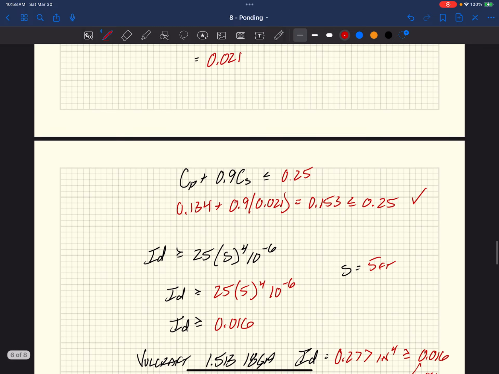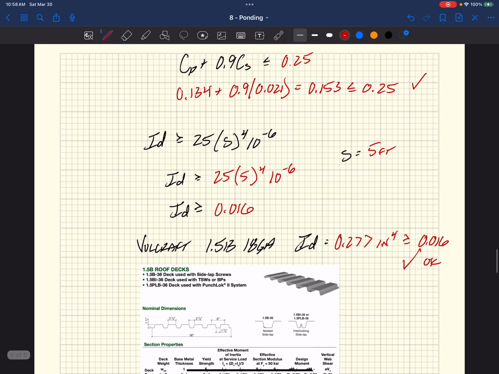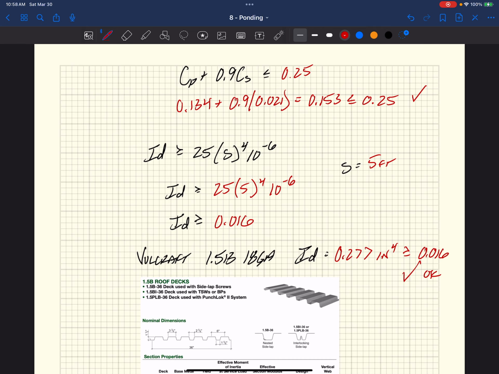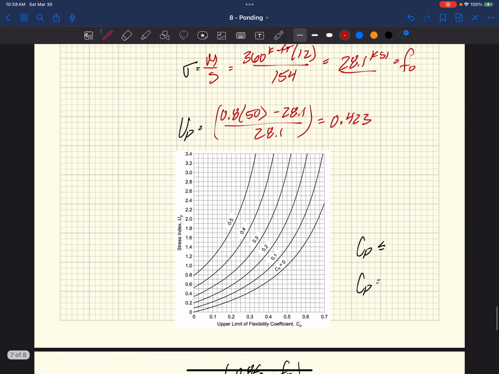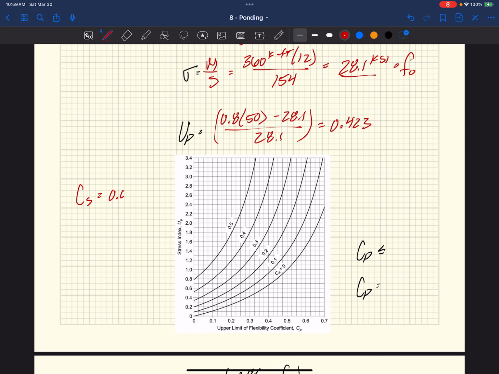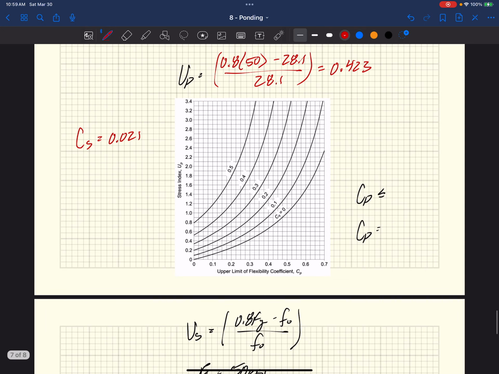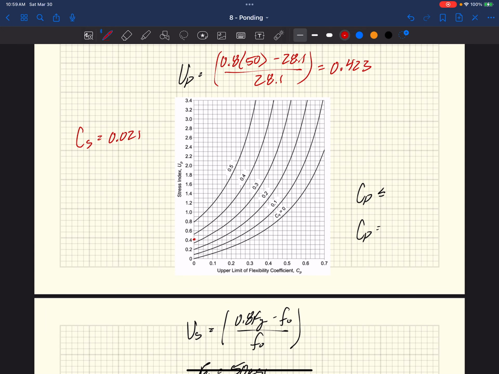So our C sub P was not C sub P, we need C sub S, which was 0.021, right, 0.021. We're going to say C sub S equals 0.021. So we're going to start with our U sub P, which is 0.4, something like there, right? We're going to follow that line across until we hit, I don't know, maybe that works. Somewhere in here, right? 0.21. We follow that line down, so line over, line down.